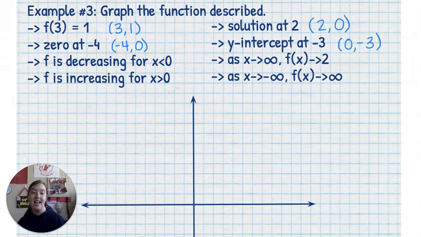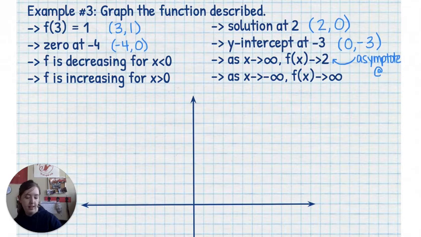And then it says, as x approaches positive infinity, my function approaches 2. When I have my end behavior like this and it's approaching a number, that means I'm going to have an asymptote at y equals 2. We'll deal with that in just a minute. And then as x approaches negative infinity, f approaches positive infinity. We'll take care of that in a minute. So we already have 4 points to plot.